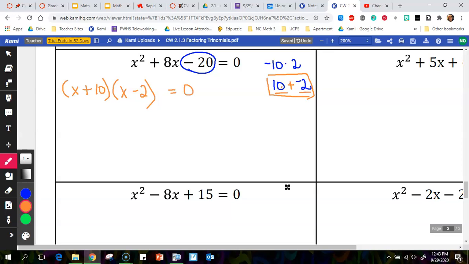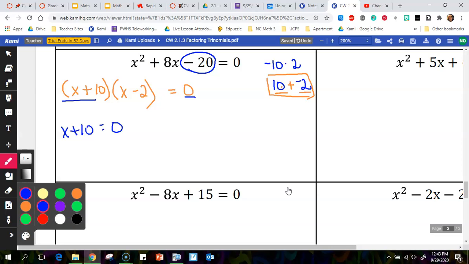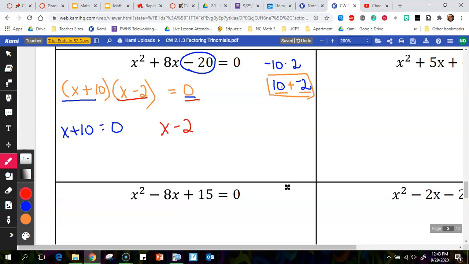and then equals 0. And then what I do is I take each one of these and I set it equal to 0. So x plus 10 equals 0. X minus 2 equals 0. And then I just solve for x. So if x plus 10 equals 0, x equals -10. If x minus 2 equals 0, x equals 2. So this is my answer.